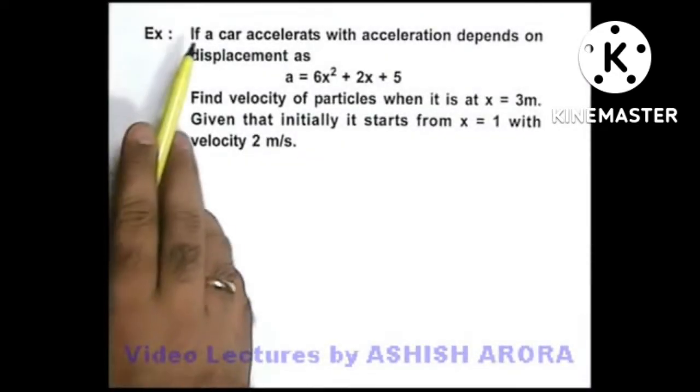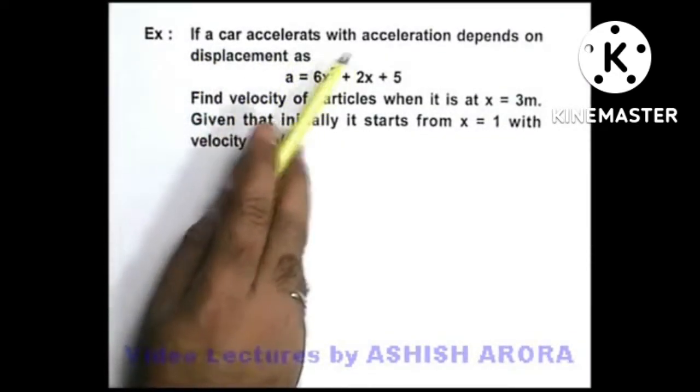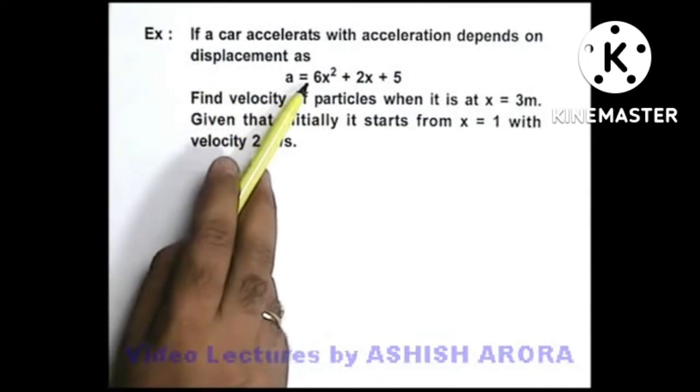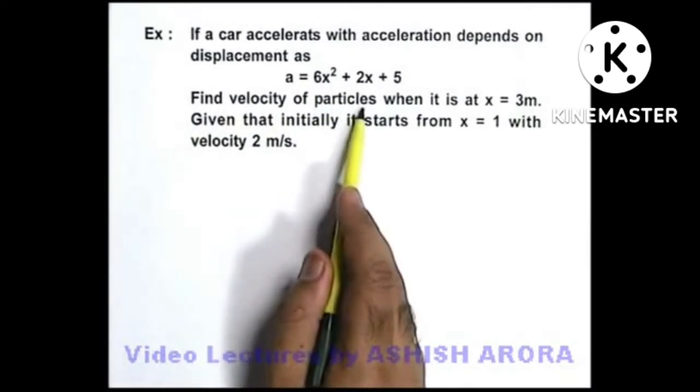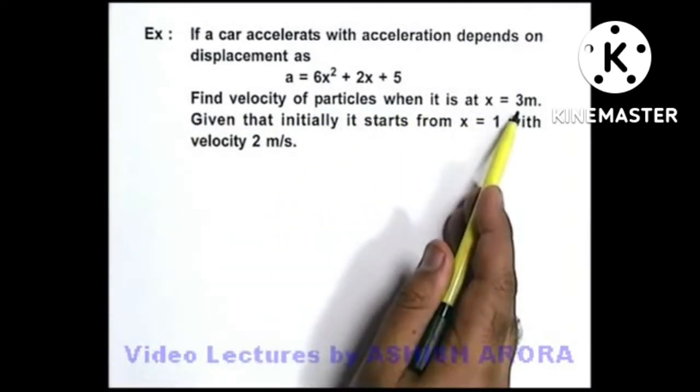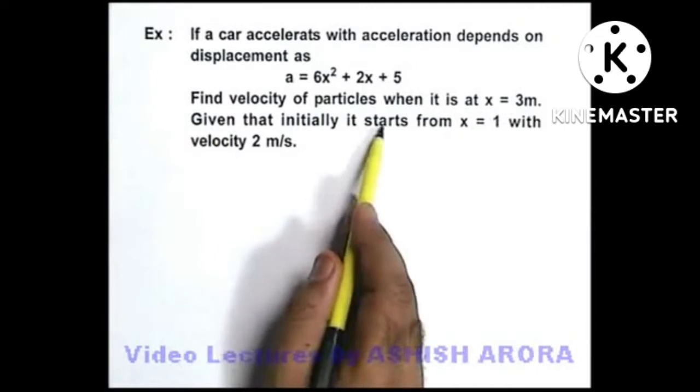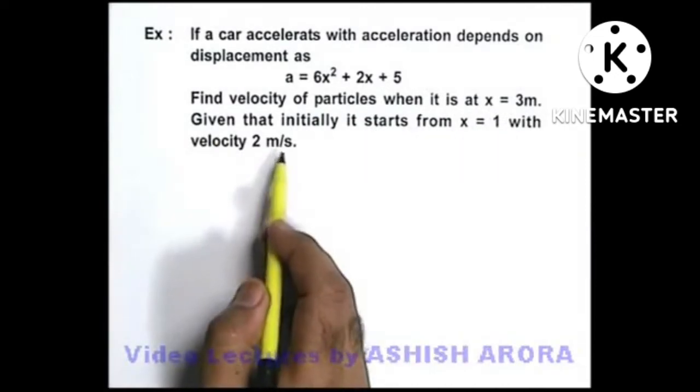In this example, we are given that a car accelerates with an acceleration that depends on displacement as a equals 6x square plus 2x plus 5, and we are required to find the velocity of the particle when it is at x equals 3 meter. We are also given that initially it starts from x equals 1 with velocity 2 meters per second.